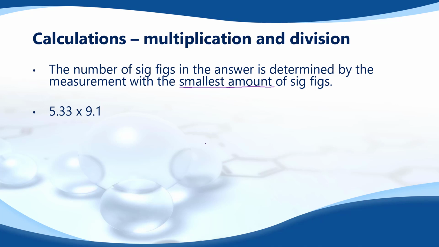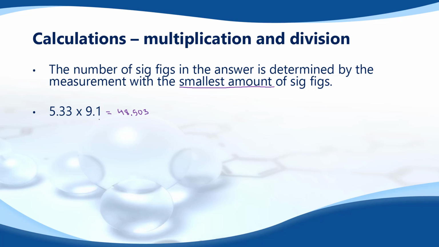As an example here, we have 5.33 times 9.1. We plug that in, our answer is 48.503. The thing is, the 503 is not very significant because we can't go out to the thousands place in a calculation when our last measurement's only to the tenths. That doesn't make sense.